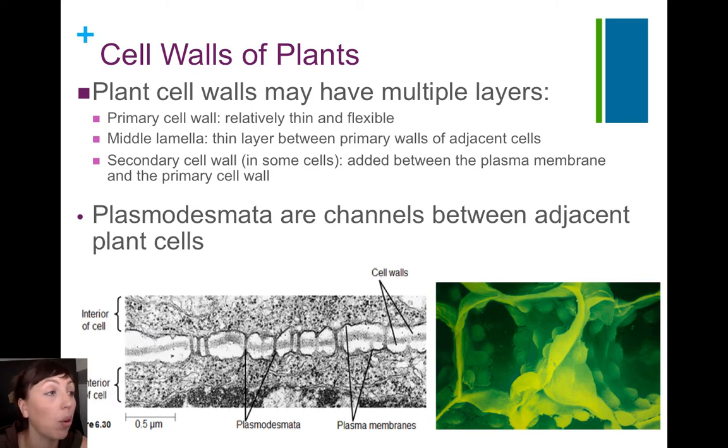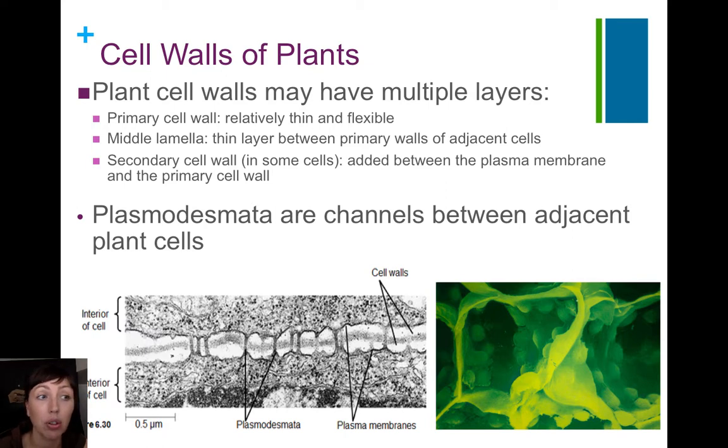Okay, so plant cell walls. All plant cells have a plasma membrane just like an animal cell, which provides the same barrier that regulates transport in and out of the cell. However, plant cells also have a specialized structure called a cell wall. The cell wall is a protective layer surrounding the cell on the outside of the plasma membrane. The cell wall can be up to 800 times thicker than the plasma membrane. It's composed largely of cellulose, a polysaccharide sugar that provides strength to the cell wall.